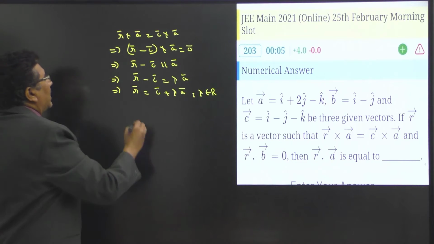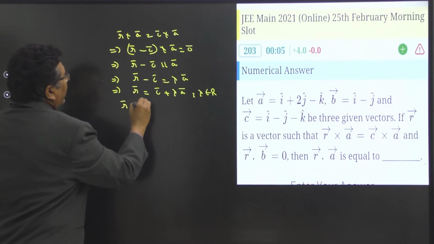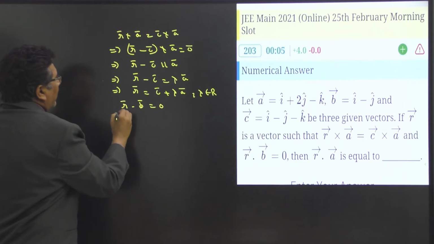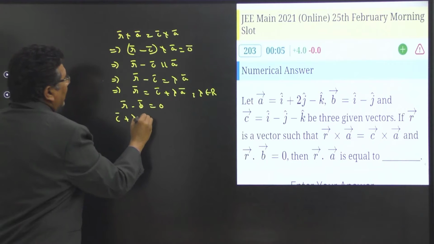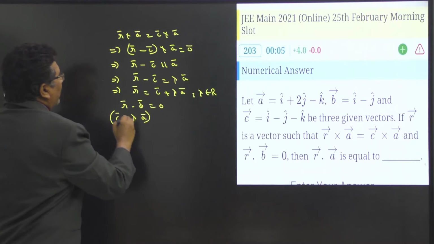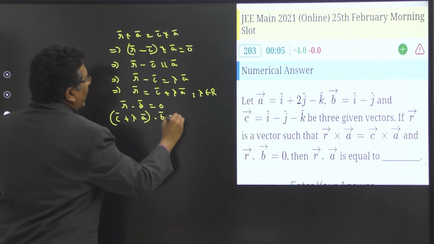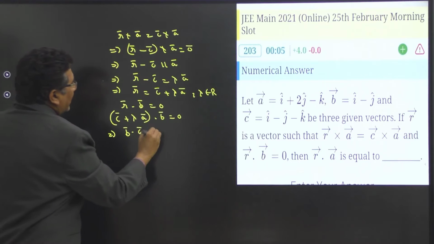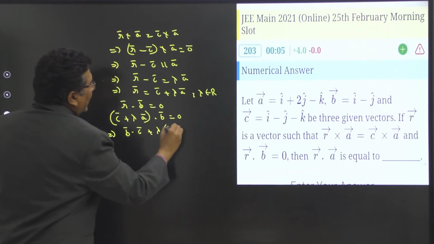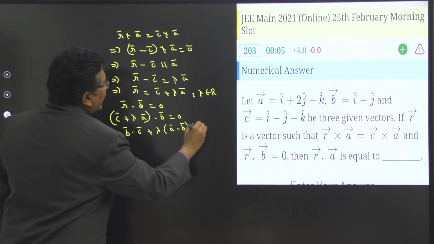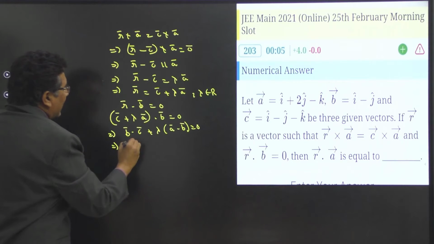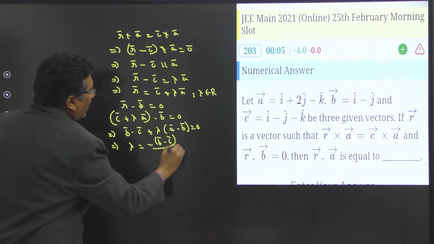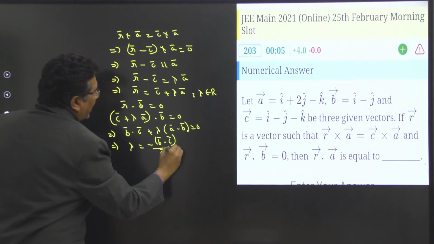What is r bar here? r bar dot b bar is equal to 0. Here r bar is c bar plus lambda into a bar, so (c bar plus lambda into a bar) dot b bar is equal to 0. That implies b bar dot c bar plus lambda into a bar dot b bar is equal to 0. That implies lambda is equal to minus b bar dot c bar divided by a bar dot b bar.